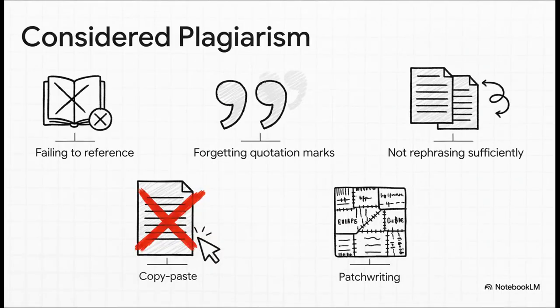Okay, so what does this actually look like? What are we talking about here? Well, it could be as simple as forgetting to reference that idea you got from somewhere else. Or maybe you forgot to put quotation marks around a direct quote. Those are the classics. But it gets trickier. It can also be when you try to rephrase something, but you don't change the original wording enough. Or this thing called patch writing. It's like you're making a quilt, stitching together sentences from a bunch of different sources. Even if you swap out a few words, it's still a problem. And of course, the big one, just straight up copying and pasting without giving credit. That's the most obvious one, for sure.